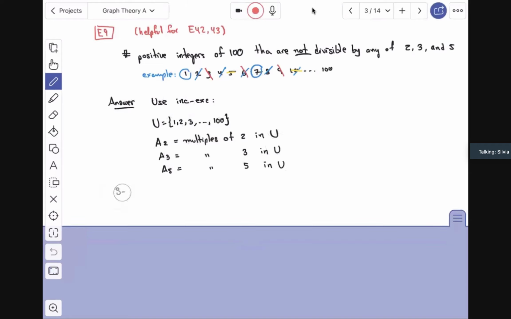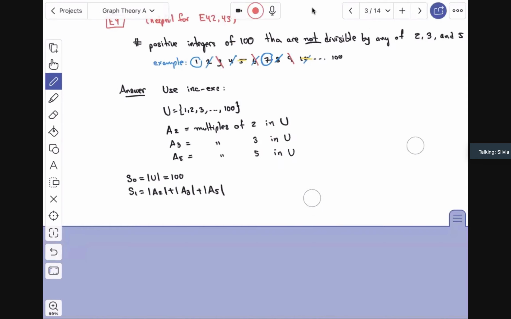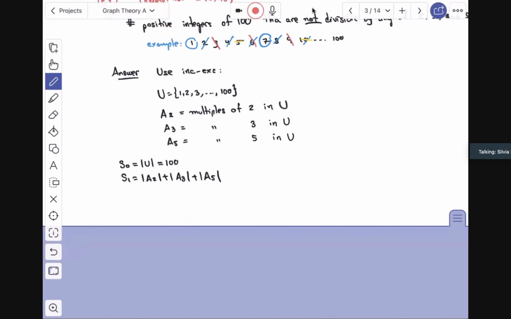So what is S0? S0 is the cardinality of U, that's just 100. S1 is the cardinality of A2 plus A3 plus A5. There's no A1. And it's actually very important. It doesn't have to be A2, A3, A5, but if I use A1, 2, 3, then the index doesn't say anything, right? So using the prime indices is actually helpful, so that the subindices tell you something. So I need to know that.